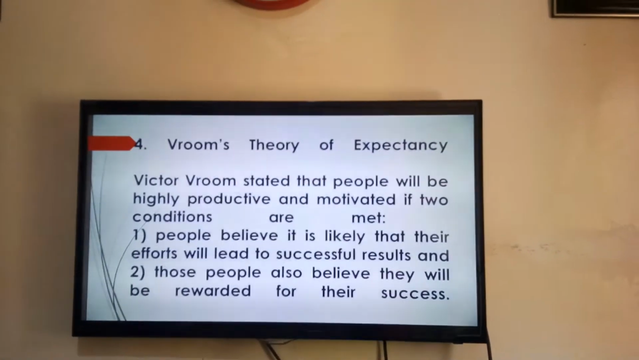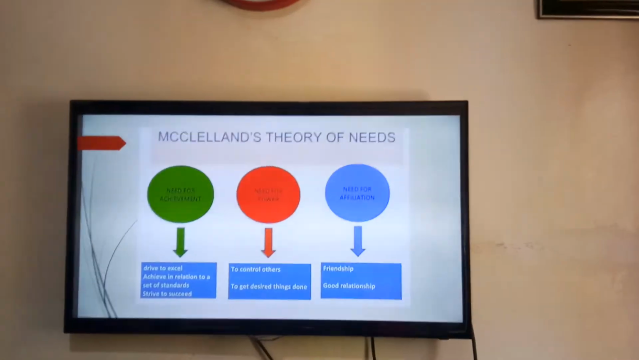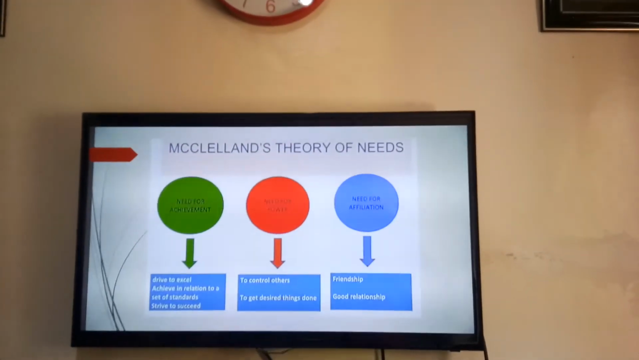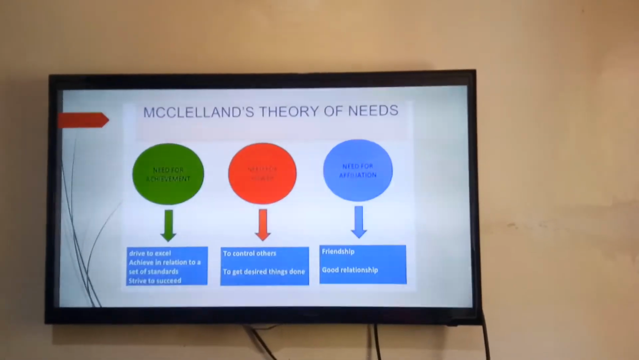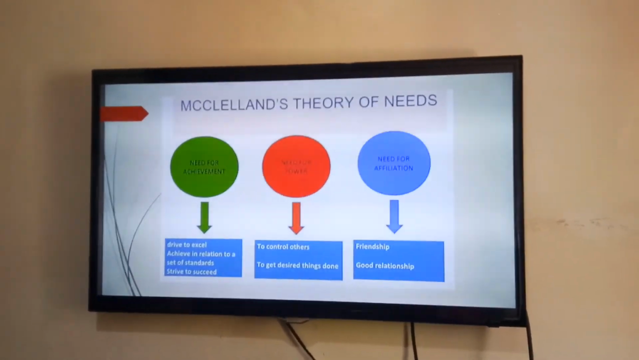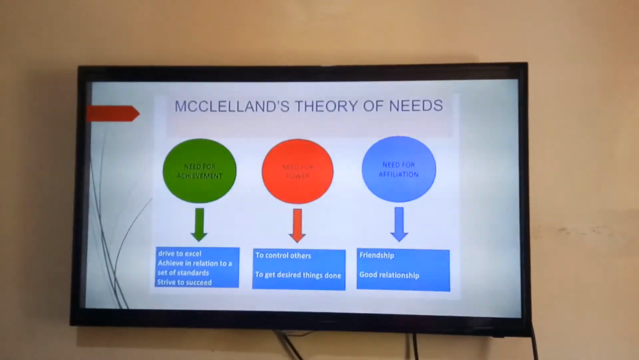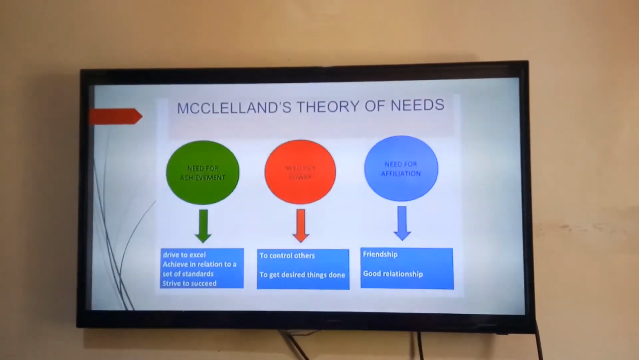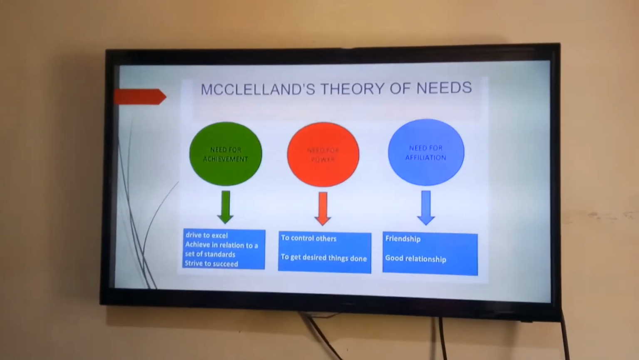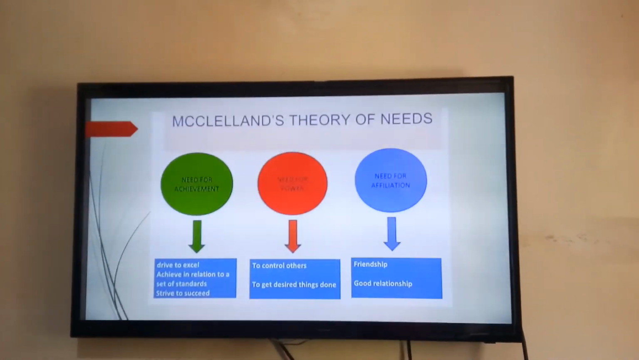And the last one is the need for power. A need for control, own work, or the work of others. The people with a high need for power desire situations in which they exercise power and influence over others. They aspire for positions with status and authority and tend to be more concerned about their level of influence than about effective work performance. And the last theory is Vroom's theory of expectancy.